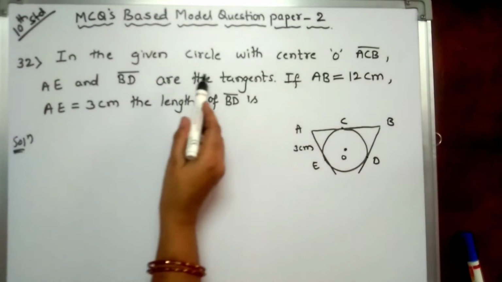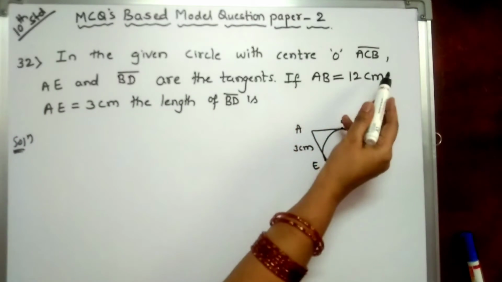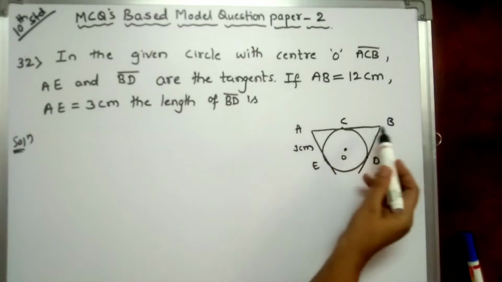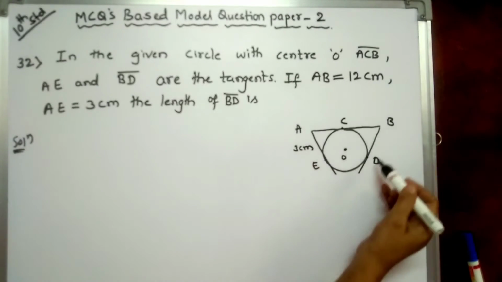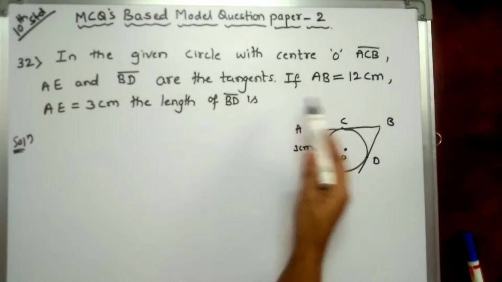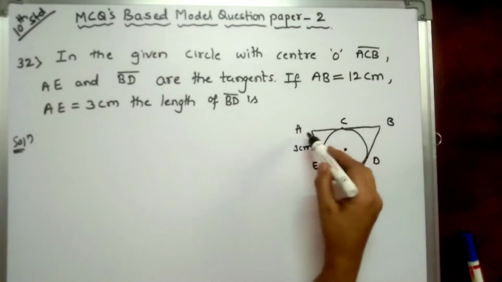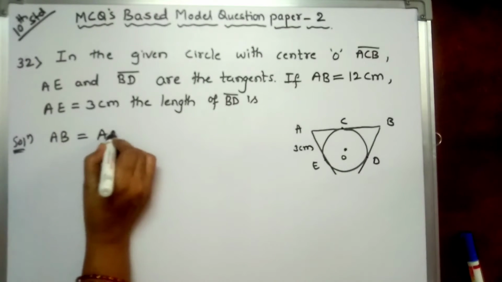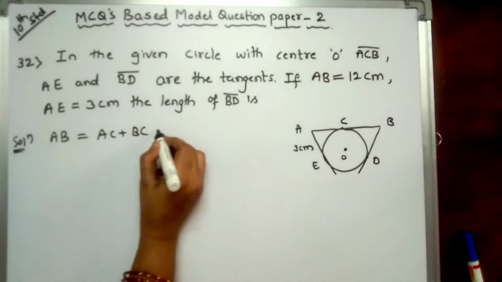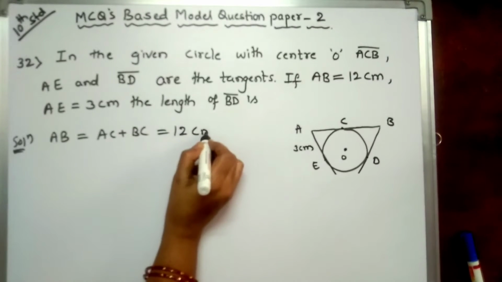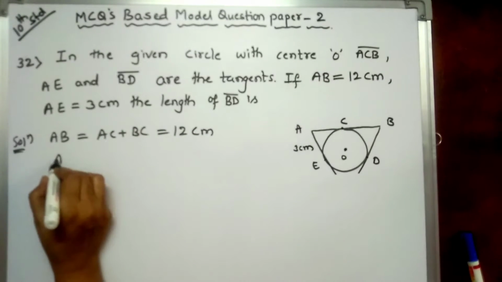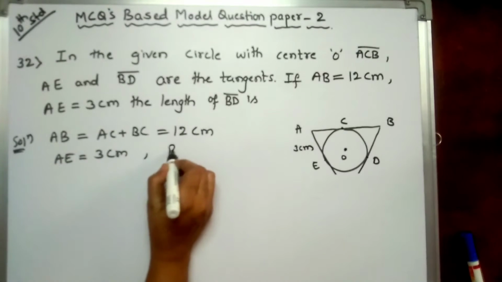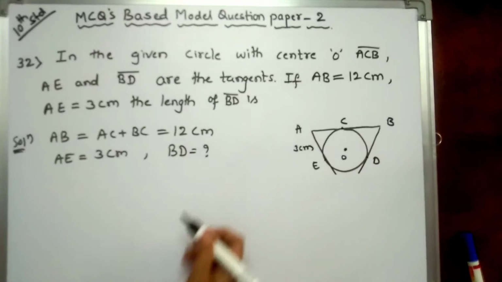Question number 32. In the given circle with the center O, ACB, AE and BD are the tangents. If AB is equal to 12 centimeter, that is AB is equal to AC plus BC, and AE is equal to 3 centimeter, then find BD.